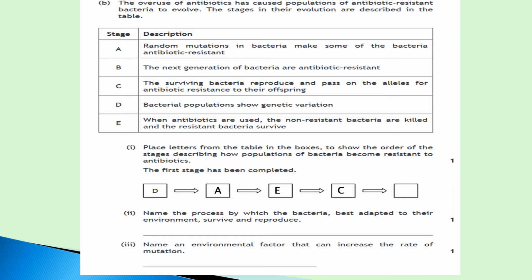Then it would be C, the surviving bacteria reproduce and pass on their alleles for antibiotic resistance to their offspring. And then it would be B, the next generation of bacteria are antibiotic resistant. So well done if you managed to get that one correct.